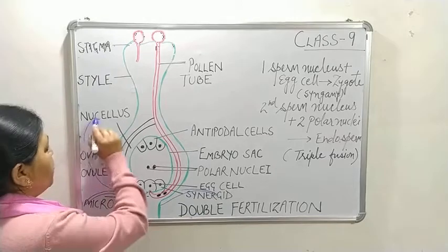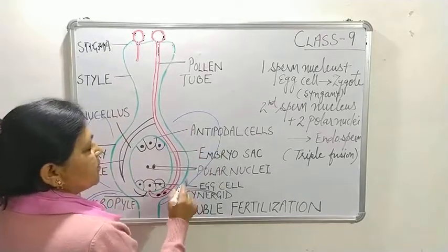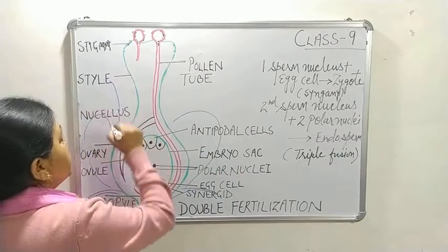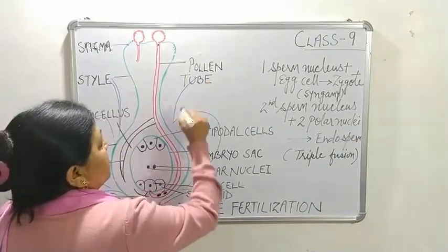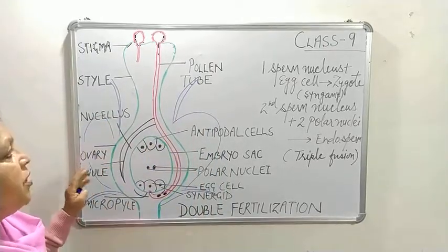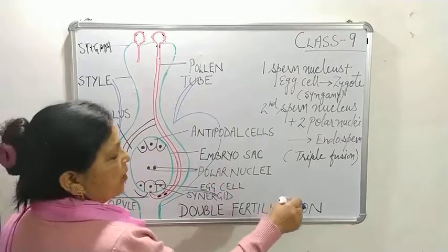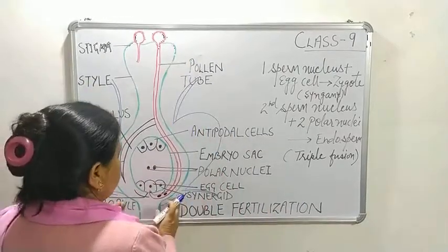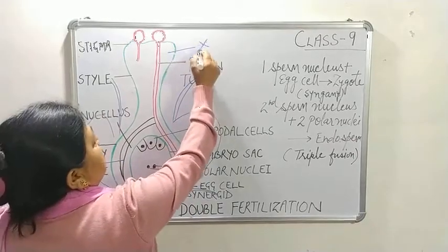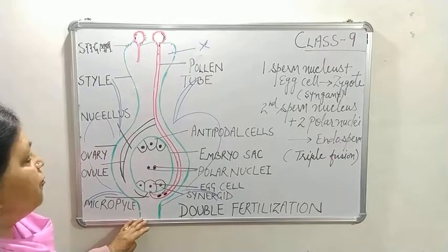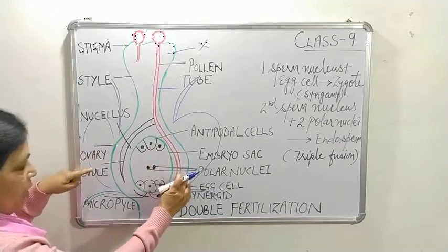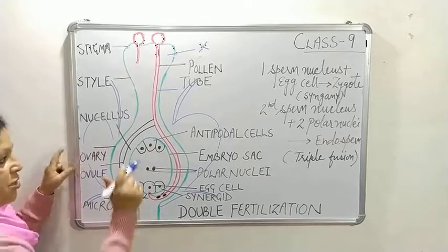Then there were petals. These petals will also dry, wither and fall off. Then there were stamens. These stamens also will dry because their function is over now, and they will fall off. Only this portion will remain attached to the parent plant. Even the stigma can wither, dry and fall off. The style will also fall, and this ovary, now see these two main changes which are taking place.